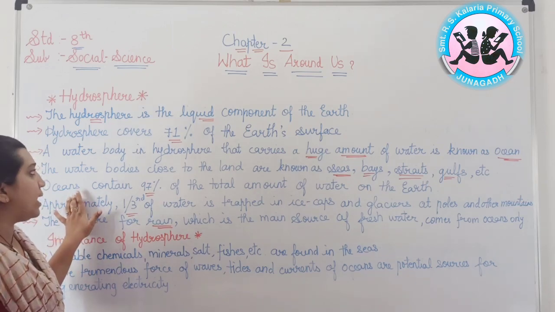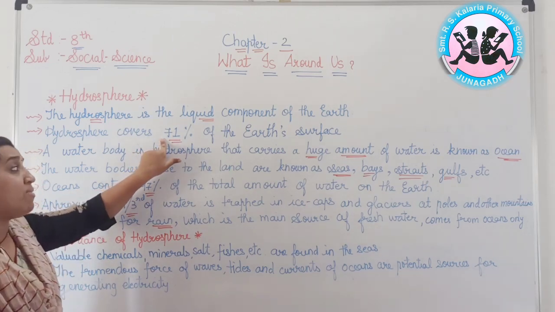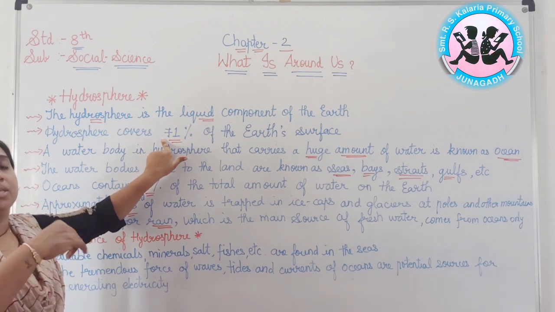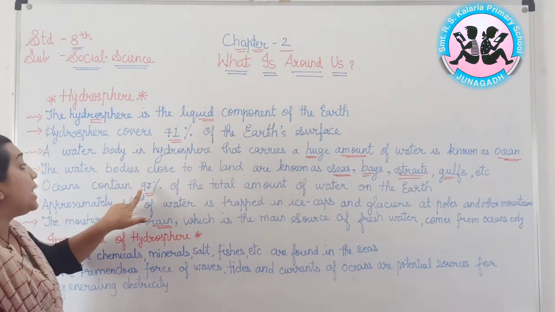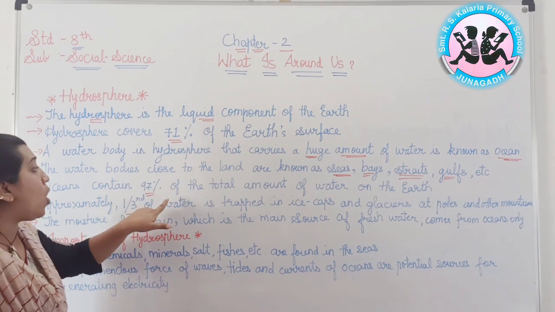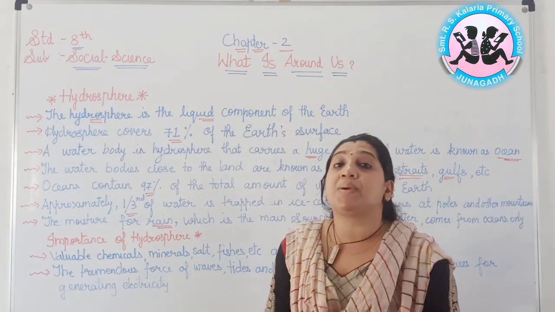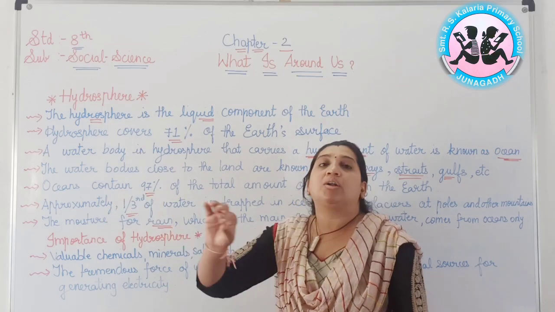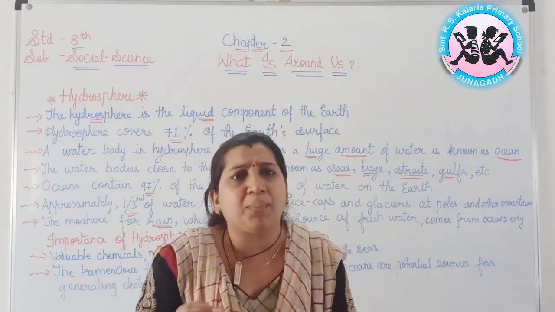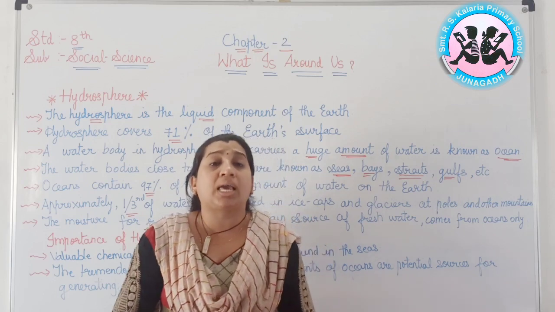Now the ocean covers about 71%. Of the total amount of water on the surface of the earth, 97% is salty, covered by the ocean. Only 3% of the water is drinkable.